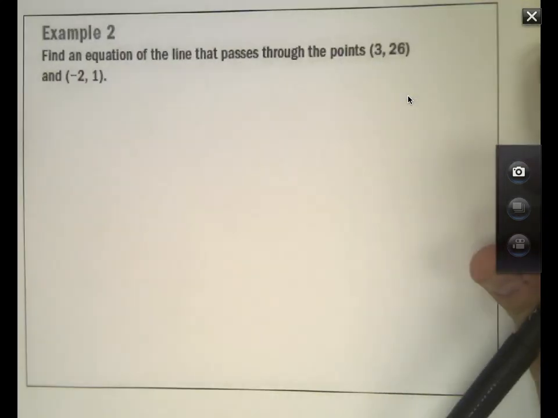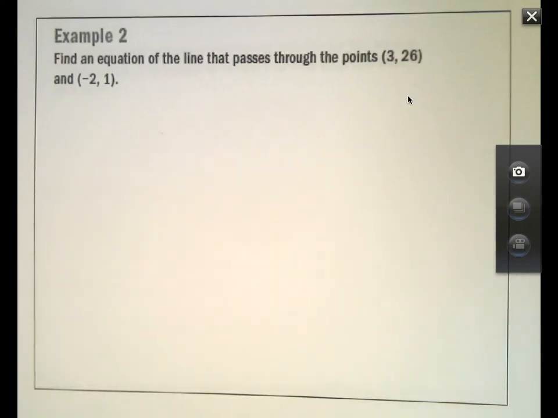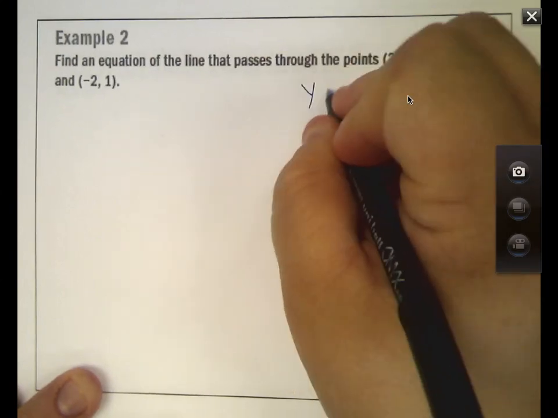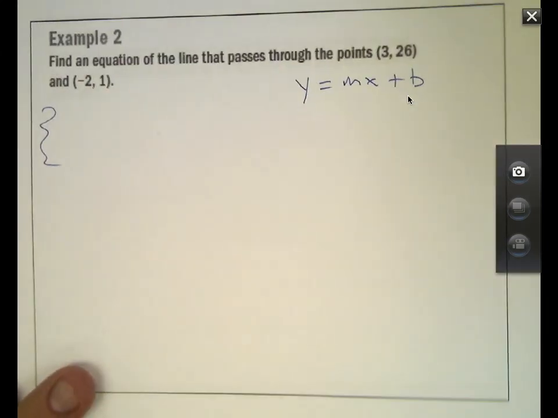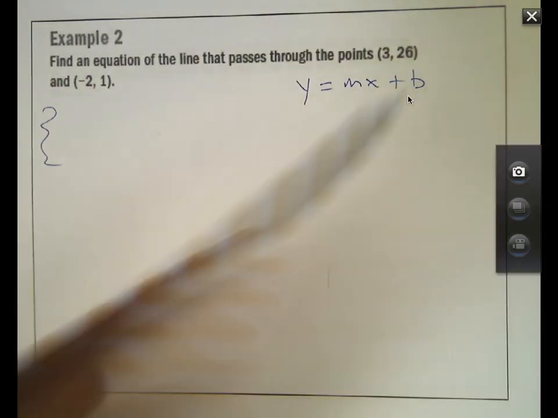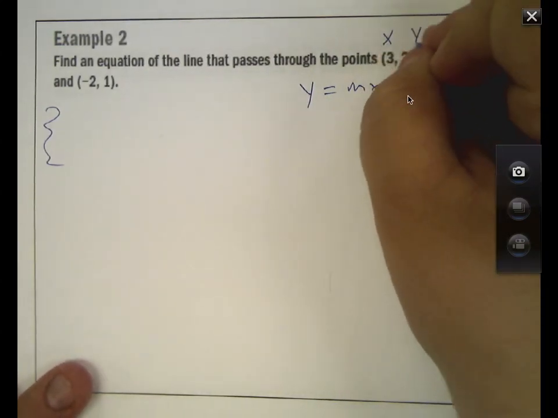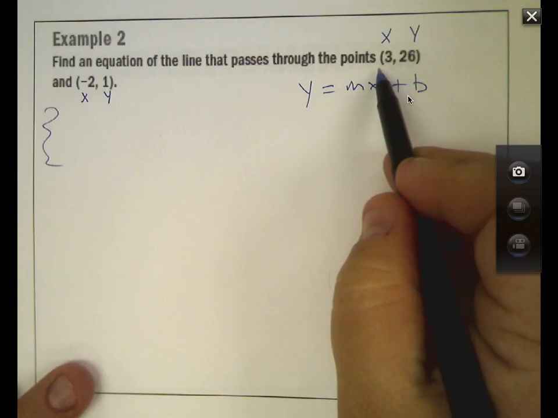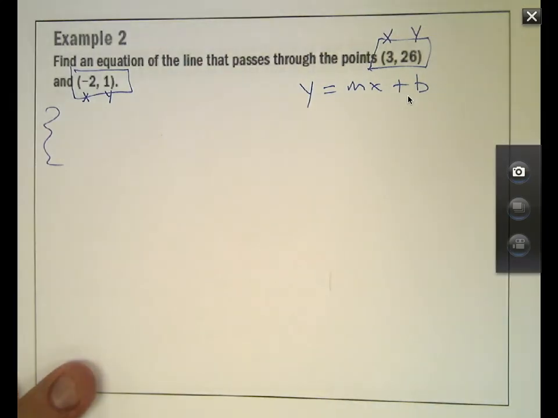Let's look at example 2. Find an equation of a line that passes through the points (3, 26) and (negative 2, 1). An equation of a line. Well, what we're going to use is slope-intercept form, which is y equals mx plus b, for my two equations. Now, how are we going to use that? Looks like there are 4 unknowns. Well, actually, we got an x value here, a y value here, an x value here, and a y value here. So I'm going to use the first point to make my first equation, and the second point to get my second equation.